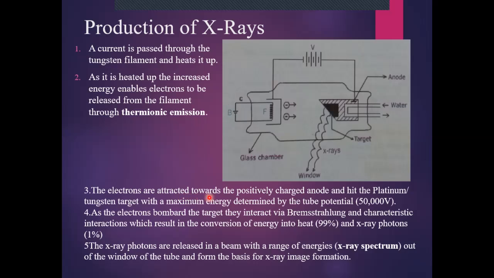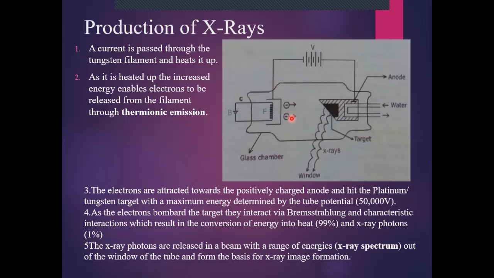Then these electrons are attracted towards the positively charged anode and hit the target material, that is either platinum or tungsten, with a maximum energy which is determined by the potential difference, that is of the order of 50,000 volts. As the electrons bombard the target, they interact via Bremsstrahlung phenomena and characteristic interaction, which results in the conversion of energy into heat energy and X-ray photons.